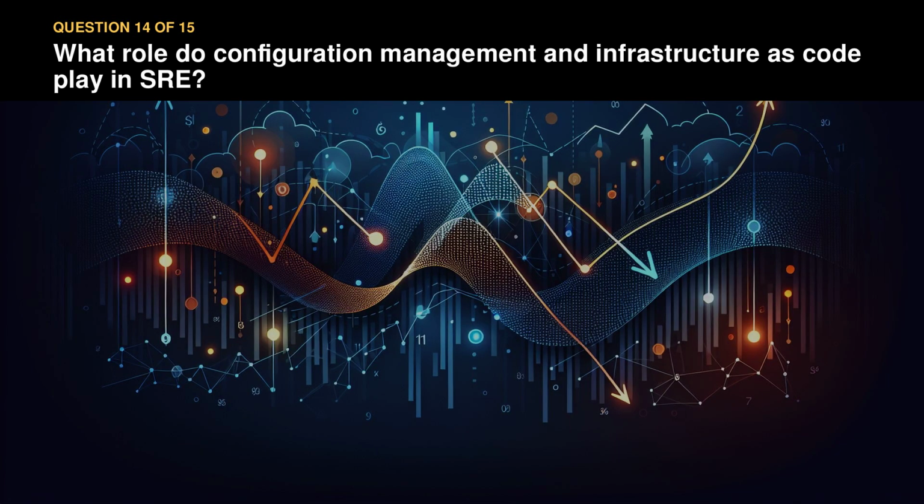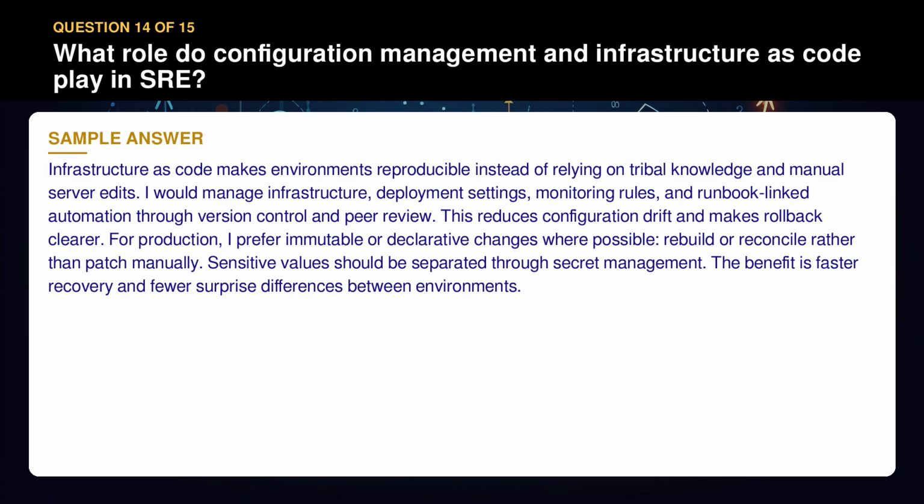Question 14. What role do configuration management and infrastructure as code play in SRE? Infrastructure as code makes environments reproducible, instead of relying on tribal knowledge and manual server edits. I would manage infrastructure, deployment settings, monitoring rules, and runbook-linked automation through version control and peer review. This reduces configuration drift and makes rollback clearer. For production, I prefer immutable or declarative changes where possible.